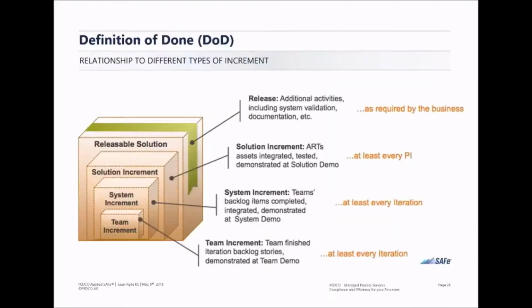One very interesting point in scaled agility is that we not only talk about the story definition of done, but also on the scaled level of team, systems, solution, and releases. And here's a representation of SAFe, and we talk about specific DoDs for release as required by the business, solution at least every PI, system increment at least every iteration, and team increment at least every iteration. And of course, we might have even definitions of done for features, capabilities, and epics.